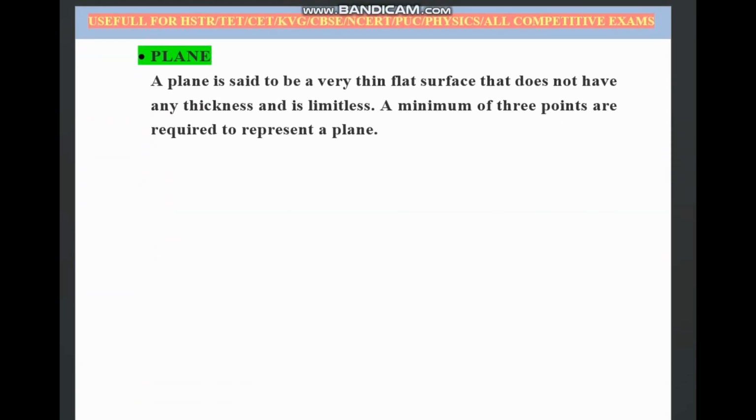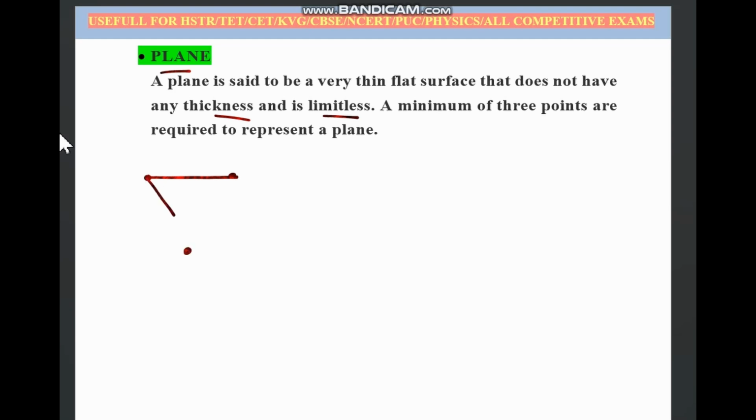A plane is said to be a very thin flat surface that does not have any thickness and is limitless. A minimum of 3 points are required to represent a plane. If I have only 2 points, then I can represent a line, a line segment, or a ray. But to represent a plane, I require a minimum of 3 points.